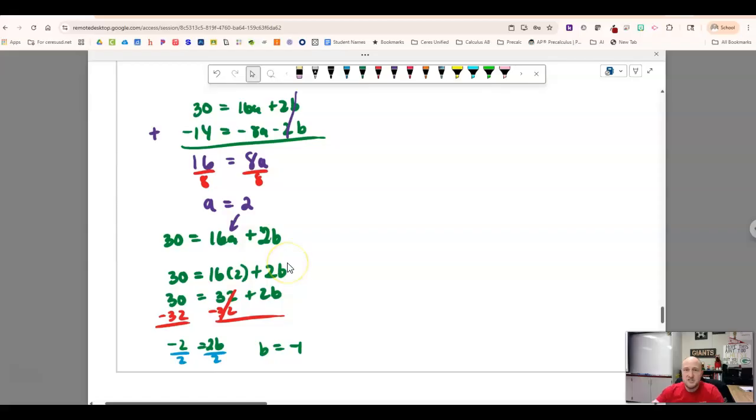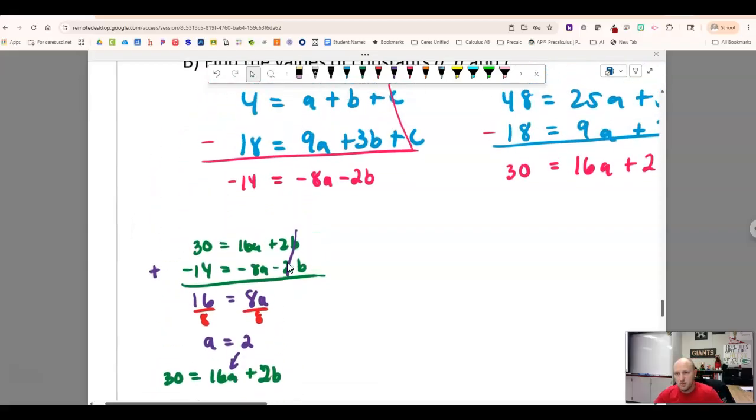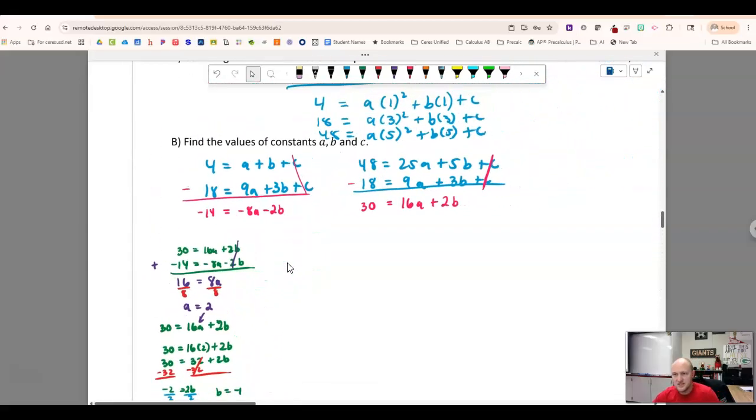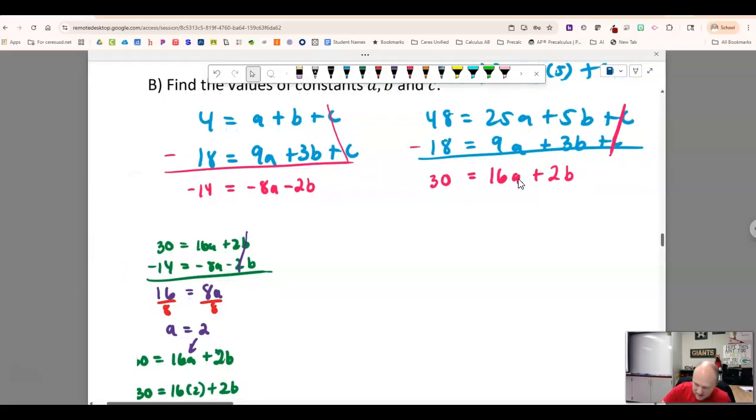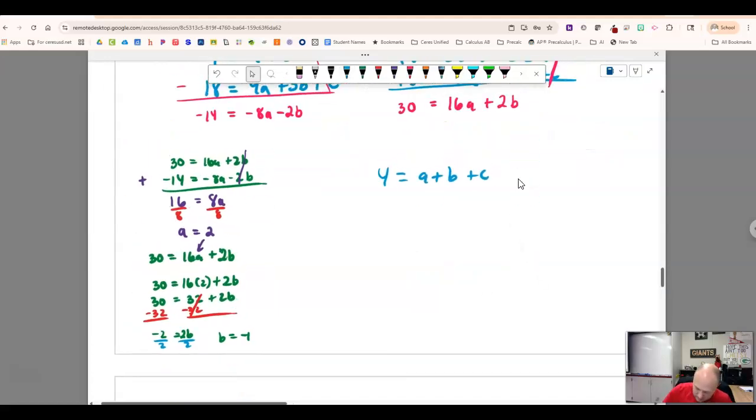Now the only one I'm missing is c. And what I'm going to do is pick the nicest equation out of them all. Usually that first one, 4 equals a plus b plus c. Okay, so let's take that equation, 4 equals a plus b plus c, and I'm going to plug it in.